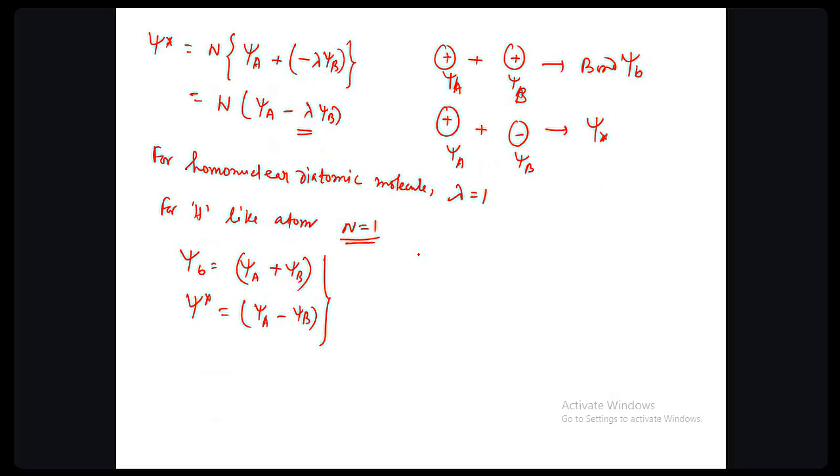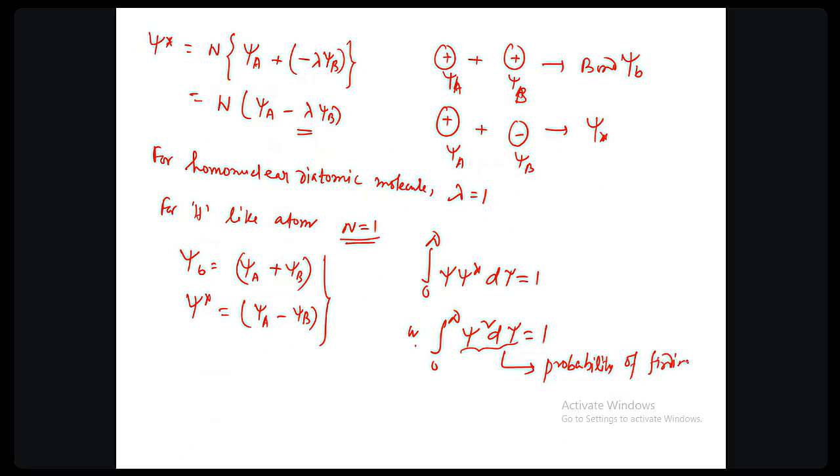Because if you go to the eigenvalue and eigenfunction in the atomic structure chapter, we know that the integral from 0 to infinity of psi psi star d tau equals 1. Or we can write the integral from 0 to infinity of psi square d tau equals 1, where psi square d tau is known as the probability of finding the electron in the volume d tau. That we know.